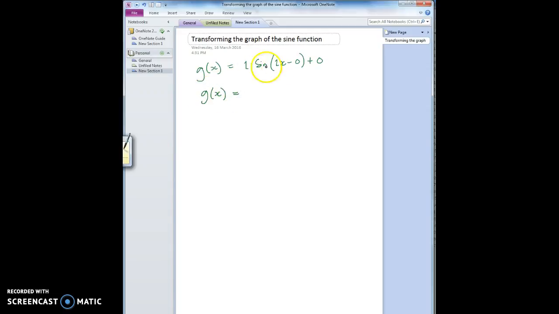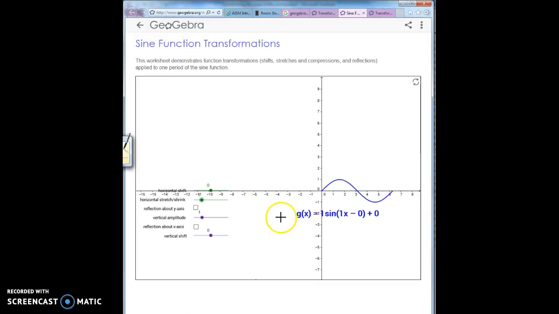Okay, if we have 1 times sine, we just write sine. 1 times x, we just write x. Plus 0 is just x. Okay, so this is the basic sine function, g of x equals sine of x. Okay, now we're going to investigate what happens when we do some transformations.